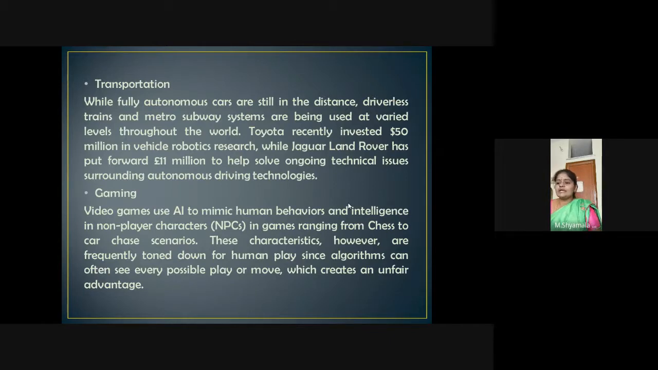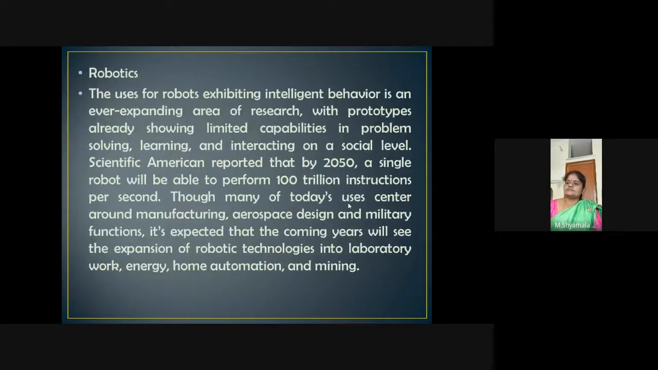And another one is gaming. Of course, on our smartphones, most of us are using video games. Video games use AI to mimic human behaviors and intelligence in non-player characters in games ranging from chess to car chase sceneries. These characteristics, however, are frequently toned down for human play, since algorithms can often see every possible play or move, which creates an unfair advantage.